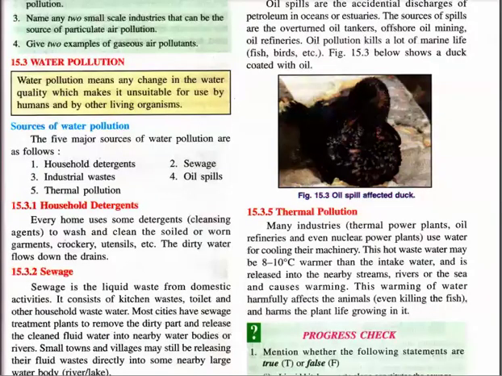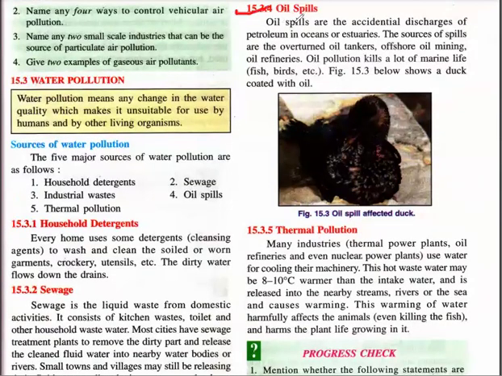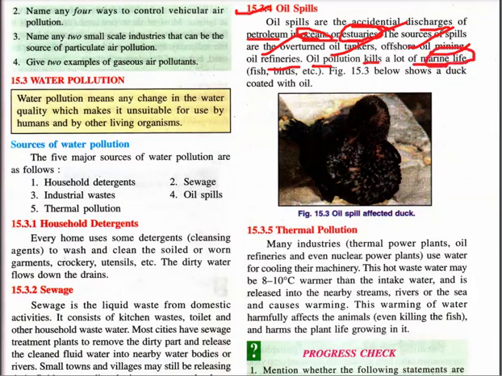Now, I hope everyone has heard about oil spills, but again, we're going to go through it. Oil spills are accidental discharge of petroleum in the oceans and estuary. The sources of spills are overturned oil tanks, offshore oil mining, oil refineries. Oil pollution kills a lot of marine life, like fish, birds, etc. So this is an example of the oil spill affecting a duck.